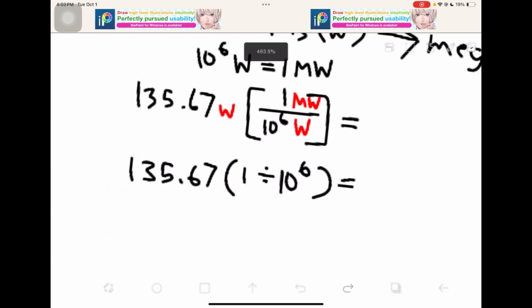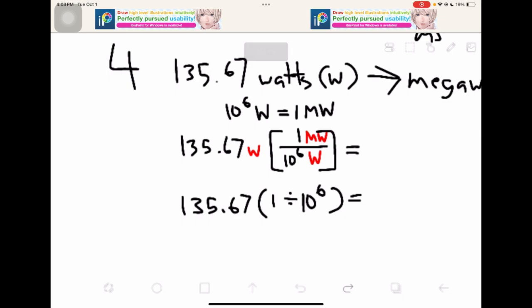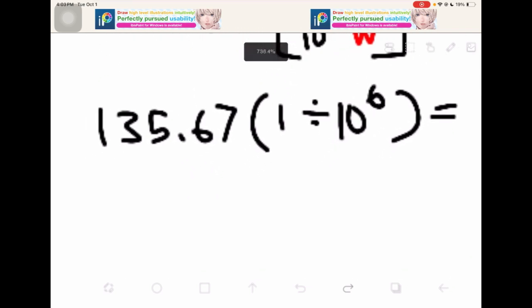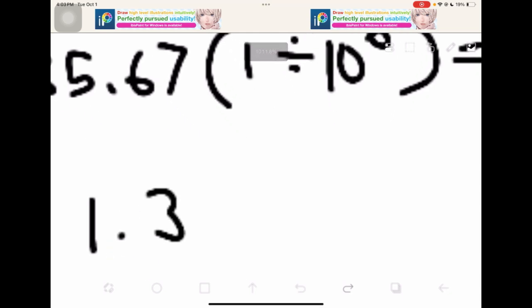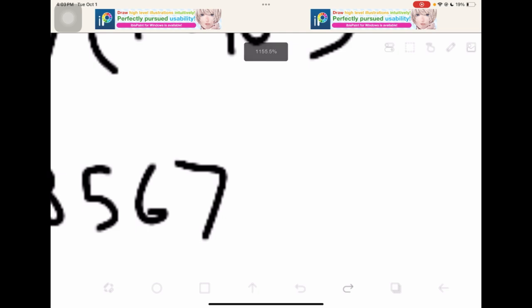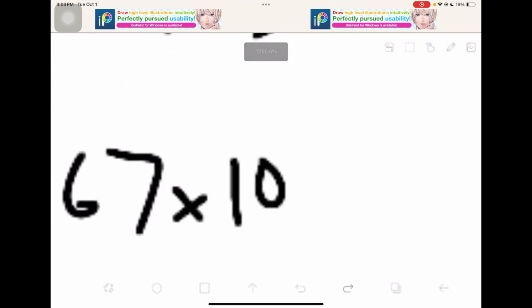And that should be your answer. So let's put it in your calculator and let's see if we have the same answer. And after you put it in the calculator, it should be equal to this: 1.3567 times 10 to the negative fourth.